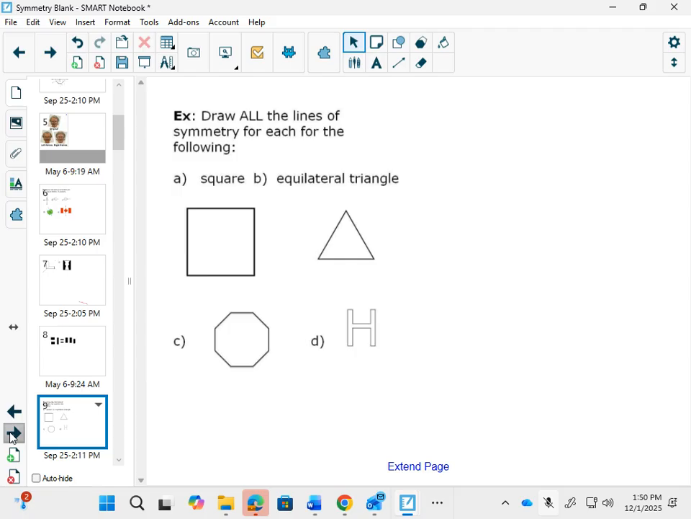So after drawing them, I want you to write how many you found. And they all have more than one. So if you only drew one, for sure you haven't found them all. Oh, you're doing a test. Is there multiple? For these ones, yes, as many as you can. And then write down how many there are.